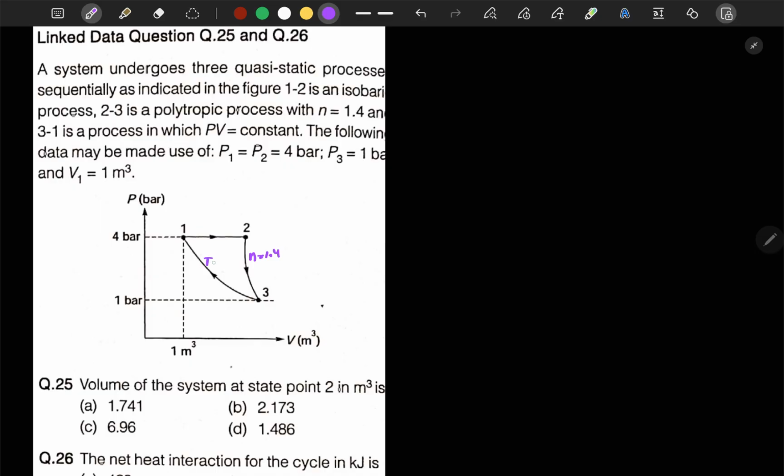T is equal to constant, P is equal to constant. Okay, the following data may be used. P1 is equal to P2 is equal to 4 bar, P3 is equal to 1 bar, and V1 is equal to 1 meter cube. We have to find the volume of the system at state 2.